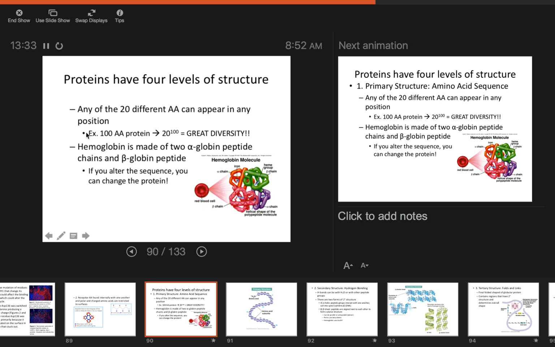But if you alter the sequence of the hemoglobin amino acids, you can change the protein. And this is where sickle cell anemia comes into play. Sickle cell anemia is just a 1 amino acid difference from normal hemoglobin, and as a result, instead of a nice little donut-shaped red blood cell, you get one that looks like a crescent moon.